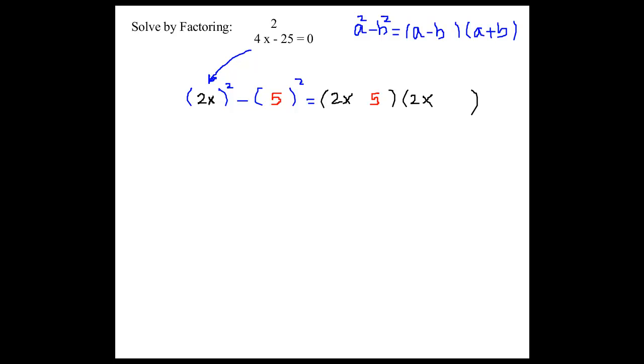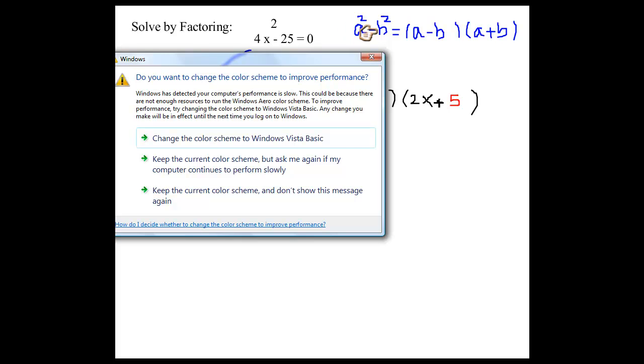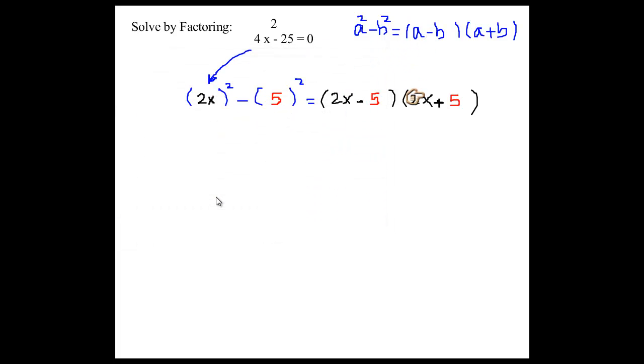The first term is 2x. The second term is 5. So we get 2x minus 5 times 2x plus 5. That's exactly what the formula says. If you have a squared minus b squared, you get a minus b times a plus b. Your first term is 2x, and your second term is 5. So this whole thing is equal to 0. Okay. Once I get it to this point, let me see if I can ask someone else how to solve this.